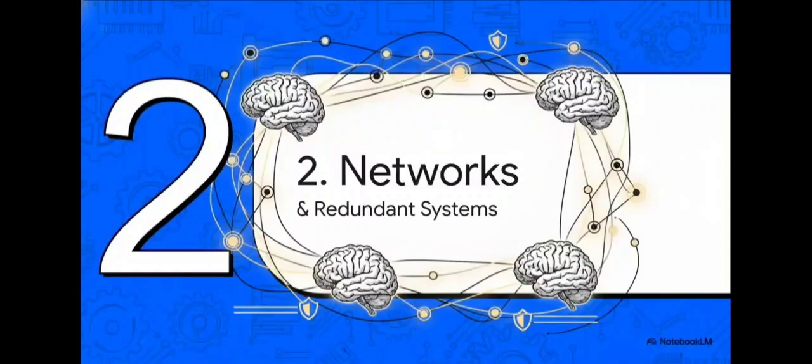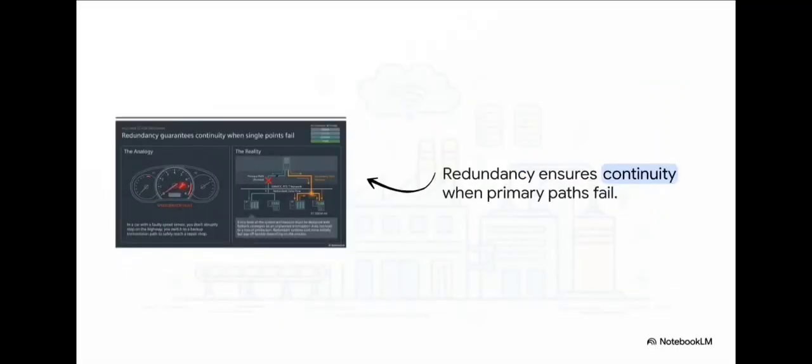Moving right along into the nervous system of the plant, let's look at networks and redundant systems and see how data survives inevitable physical failures. Redundancy is really how a plant guarantees continuity. Think about it like driving down the highway. If your car's primary speed sensor faults, you don't just lock up the brakes and stop dead in the middle of the interstate, right? Your car seamlessly switches to a backup path so you can safely get to a mechanic.